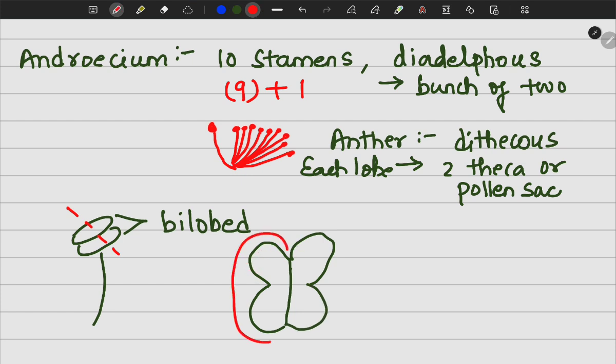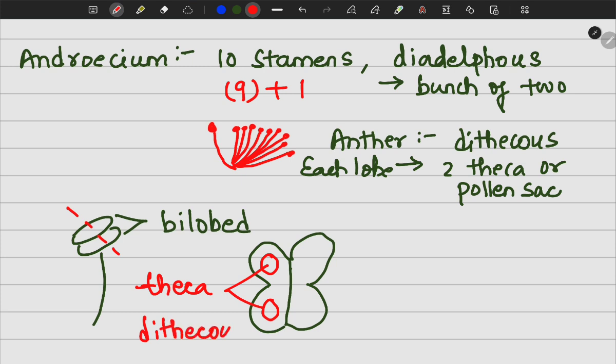So this is one lobe, this is another lobe, and inside one lobe there will be two pollen sacs or theca, right? So when the arrangement is like this, it is called dithecous. So anthers are dithecous. I hope this is clear.